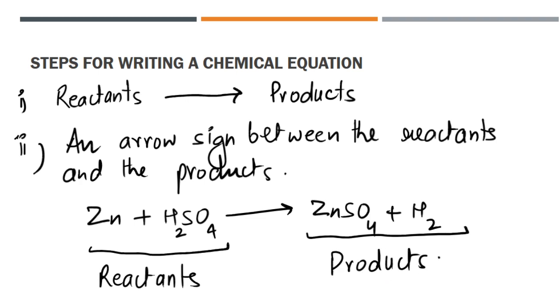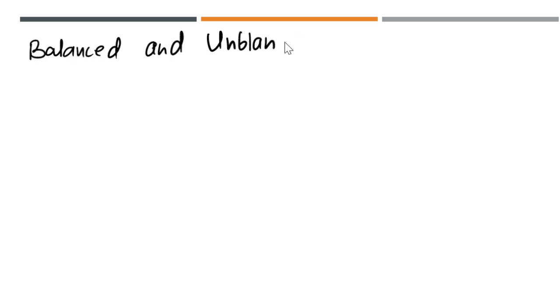Now over here it is very essential for a reaction to be balanced. So let's understand what are balanced and unbalanced reactions. Of course, we'll do the balancing of chemical reactions in a different topic, but over here I'm just giving you an idea of what a balanced and unbalanced reaction is.